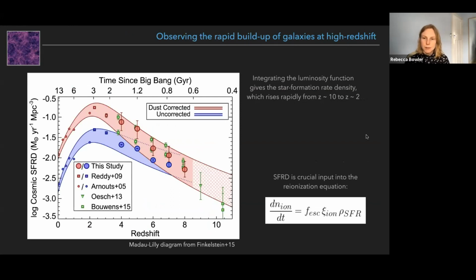Another reason why the luminosity function is a really crucial measurement to make is that the luminosity is essentially measuring the star formation rate. And so if you integrate the luminosity functions to get a total, this gives you the star formation rate density in the universe. And this is a very famous plot, the Madau-Lilly diagram, which shows you the star formation rate density on the y-axis with redshift. And there's this characteristic peak around redshifts 2 to 3, where the star formation rate in the whole universe was a maximum.